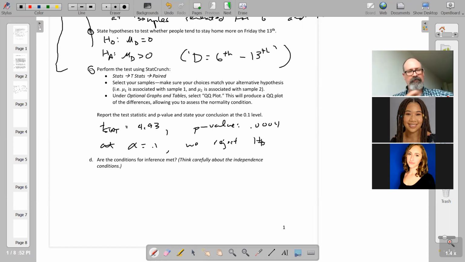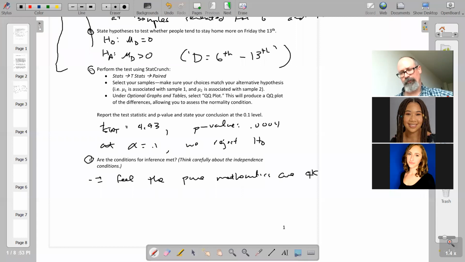I'd like to take a moment to criticize the example. I feel like the mathematical conditions are okay. In the pure mathematics, if you're only looking at either the QQ plot or the histogram, I think you feel okay about what you're doing. The sample is a little small, so n isn't big, but at least the sample of differences looks reasonably normally distributed.